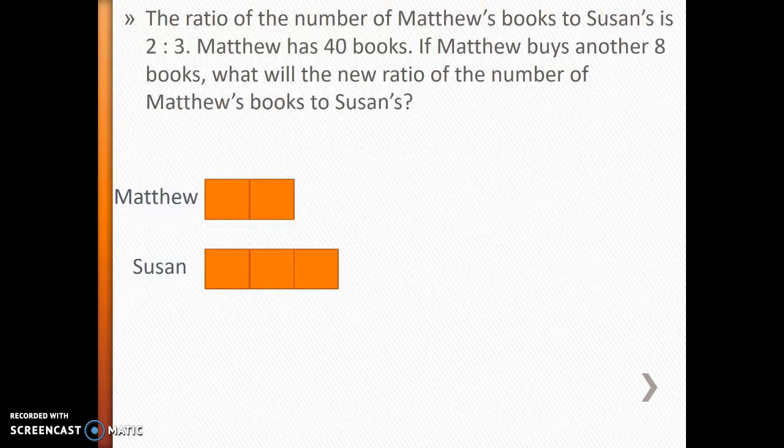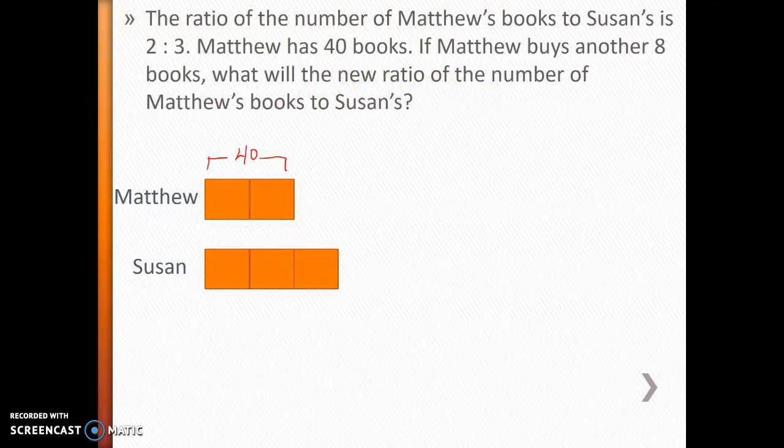So there's Matthew's 2 units and Susan's 3 units. Now Matthew has 40 books. So let's finish off our before situation right there. Okay, what's our after situation? Let's see, we're going to have a new ratio. And the thing that's changing, it says if Matthew buys another 8 books, what will the new ratio of the number of Matthew's books be to Susan's?